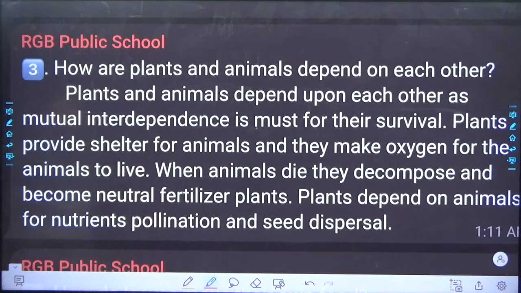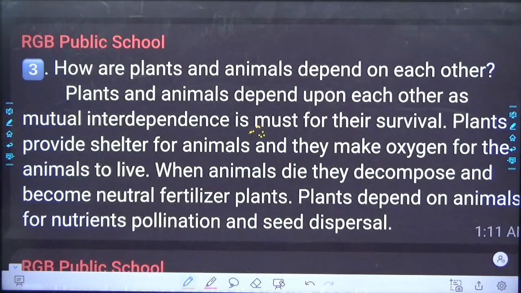How do plants and animals depend on each other? Plants and animals depend upon each other as mutual interdependence is a must for their survival. Plants provide shelter for animals and they make oxygen for the animals to live.